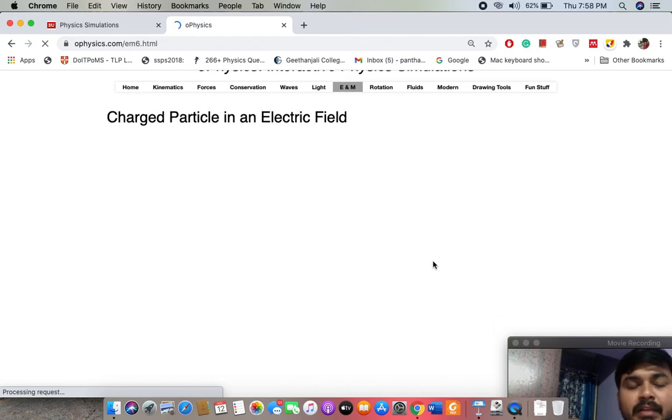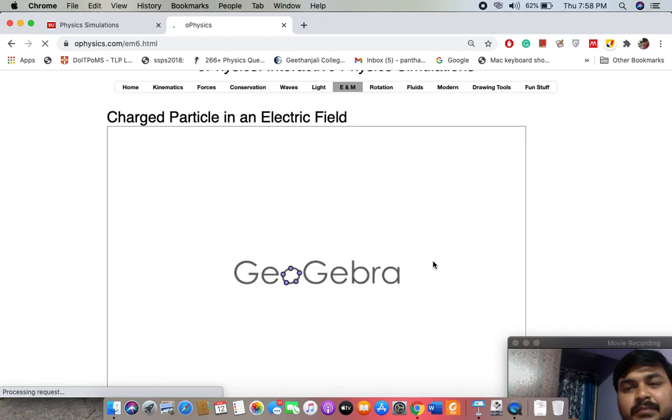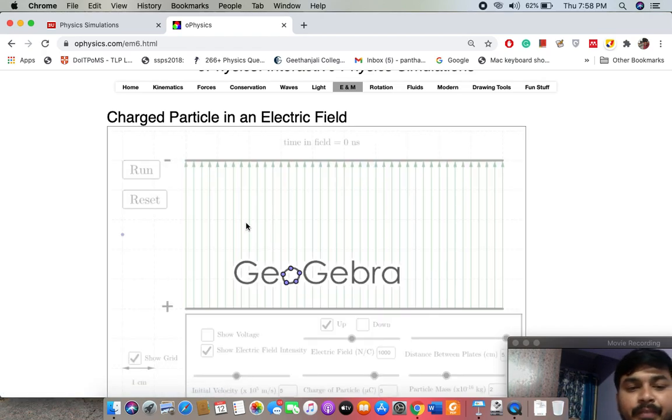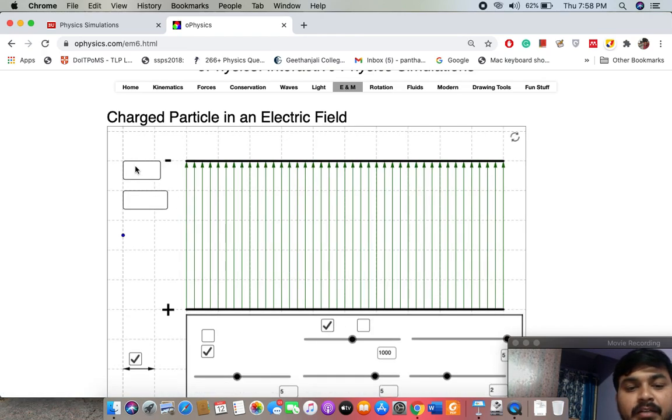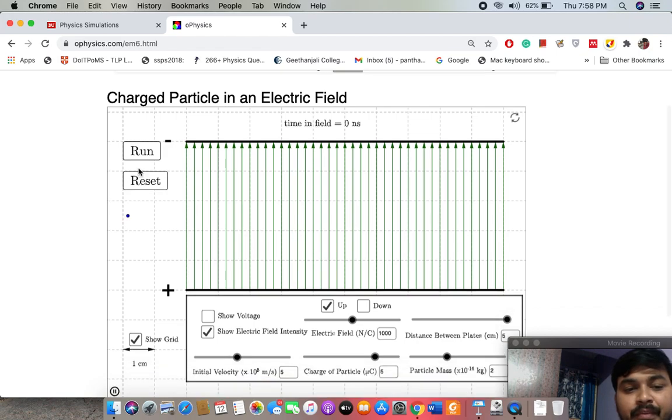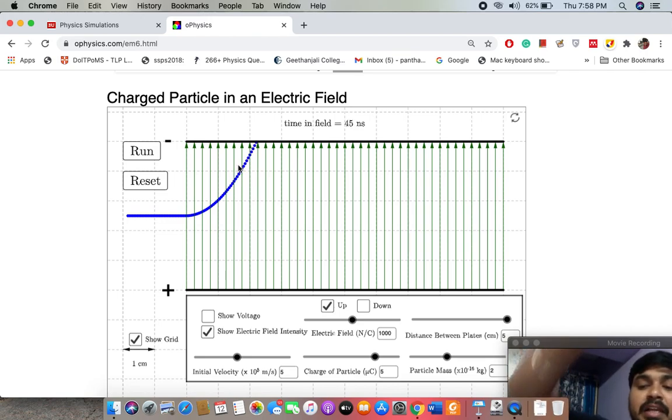Yeah, it is loading. It will take a little time to load actually. When compared to the previous website, this website will take much more time to load. So yeah, you can just click on run. See, the electron is entering into the field. Up to entering into the field, the path of the electron is linear, but once it has entered the field, it is deviating to the other side. So why is it deviating to the other side? That is the explanation, as you all know.